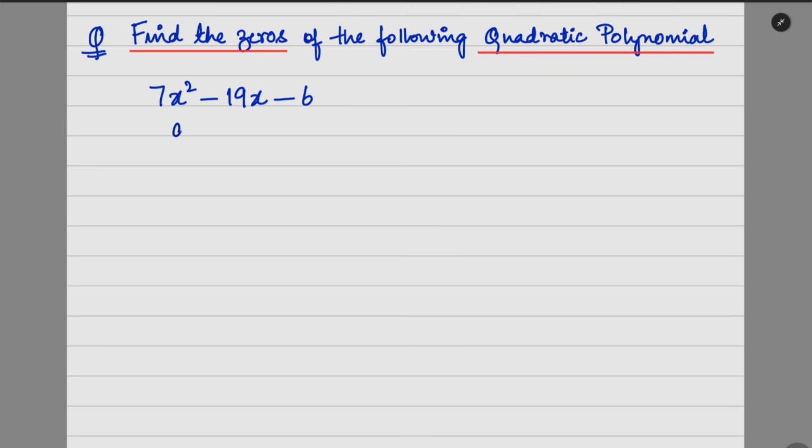So what is a here? A is 7. Okay. B is nothing but minus 19. And C is nothing but minus 6. Okay. What is the product? 7 multiplied by minus 6 is minus 42. What is the sum? It is minus 19. Okay. So if you're not able to immediately identify the two numbers whose product will be minus 42, whose sum will be minus 19, what you have to do is immediately do the prime factorization of the product.